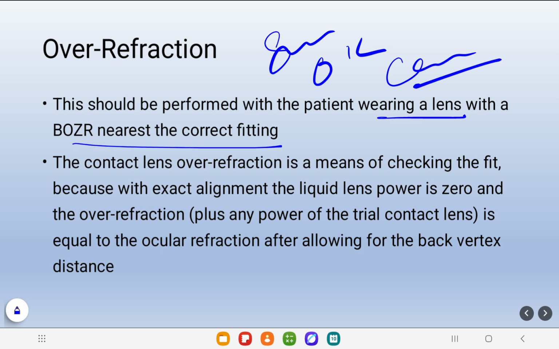So over refraction is one of the great skills in the case of scleral lens, no matter what, in the case of orthokeratology or in the case of RGP contact lens. Because of the tear lens, over refraction is a central, important procedure you have to perform.